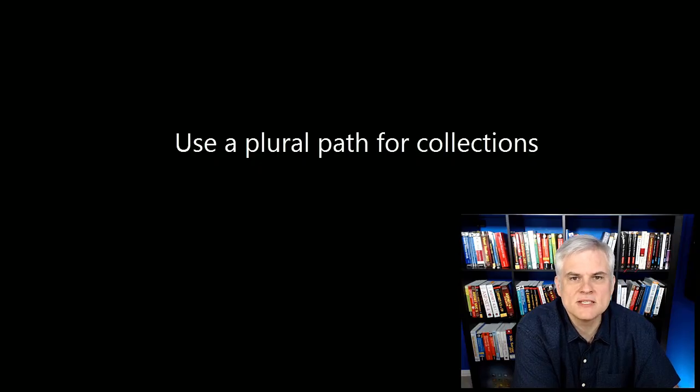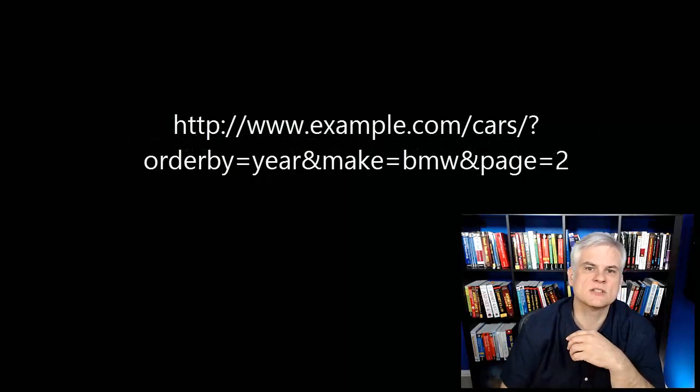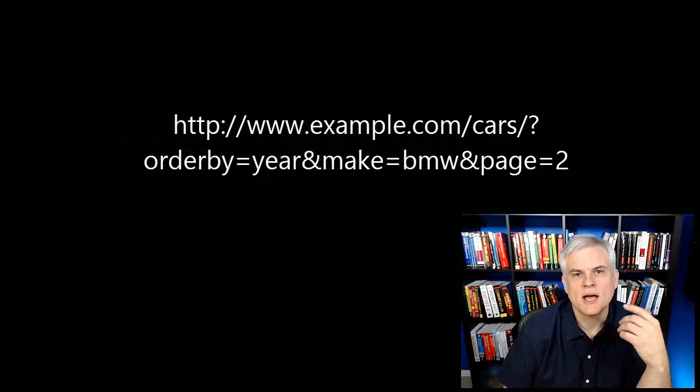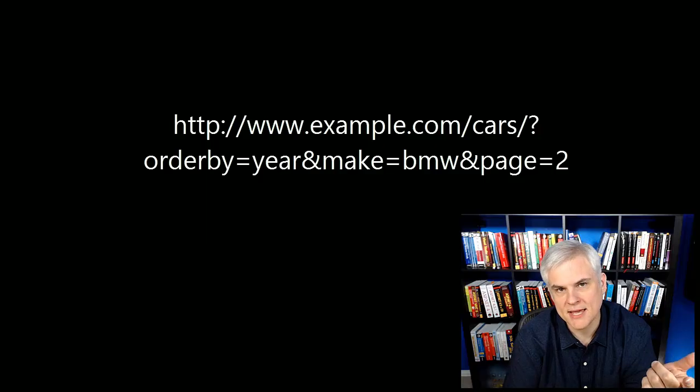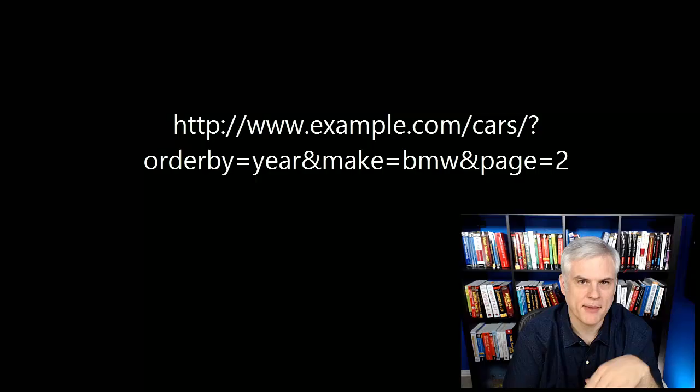All right. And this last one is really a matter of preference, but you'll see it used frequently. Whenever you have a list of domain entities, you should use query strings to filter, to page, or to sort the list. So here's an example of the list of cars, and I'm going to order it by the year. I'm going to filter it by the make, which will be BMWs only, and I want to only show the second page of results. All right. Now, the filtering part is kind of debatable. And the paging part is too, so it's a matter of style.